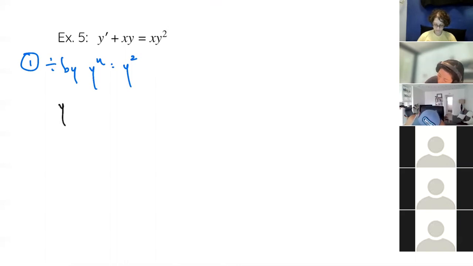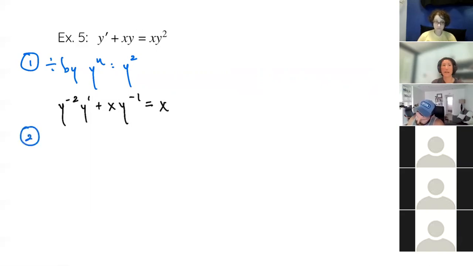So we get y to the -2, y prime plus x. Let's see, y divided by y squared is y to the -1. And then this right-hand side just becomes x. Now, after we do that, then we want to use that formula to make our substitution, okay?